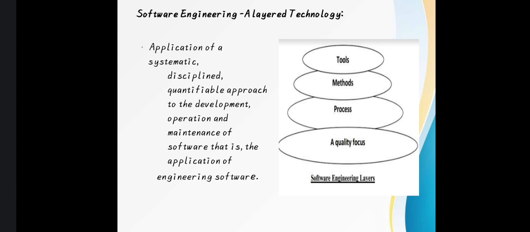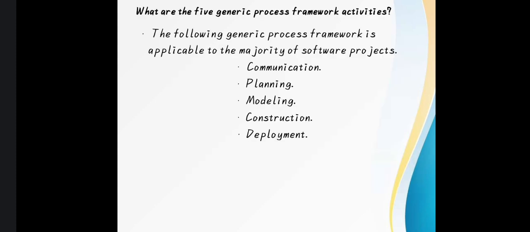Software engineering, a layered technology. Application of a systematic, disciplined, quantified approach to the development, operation, and maintenance of software, that is, the application of engineering to software. The software engineering layers are a quality focus, process, methods, and tools. What are the 5 generic process framework activities? The following generic process framework is applicable to the majority of software projects: communication, planning, modeling, construction, and deployment.